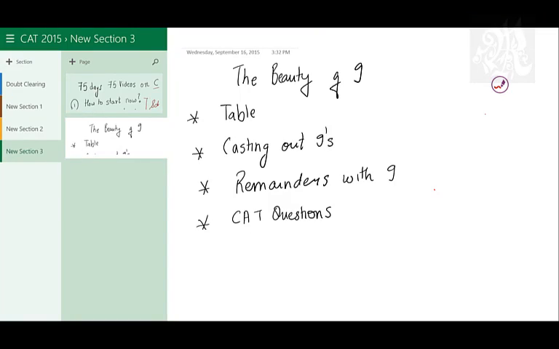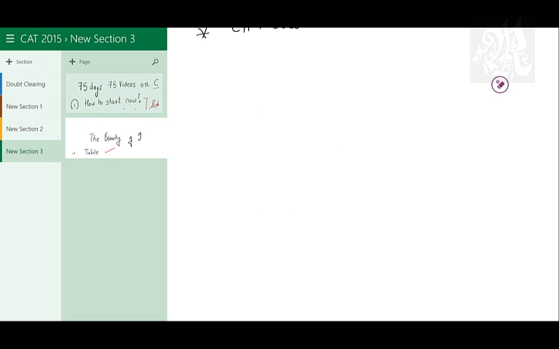Alright guys, let's talk about the beauty of 9 today in this video. Precisely what we're going to cover in this session is the table of 9, how beautiful it is, and casting out 9s, a very important property of 9. The remainders of 9 are very crucial for people taking CAT, MAT, SNAP and XAT for that matter, even CET, and we'll solve a few CAT questions and other exam questions. So let's talk about the table of 9.